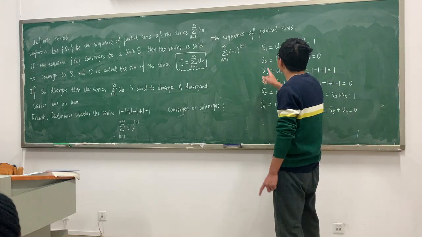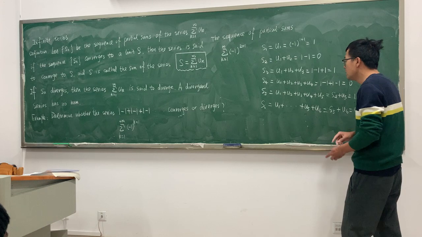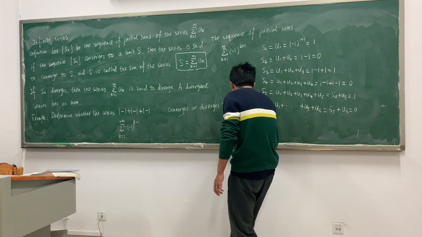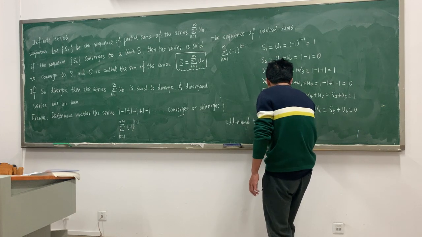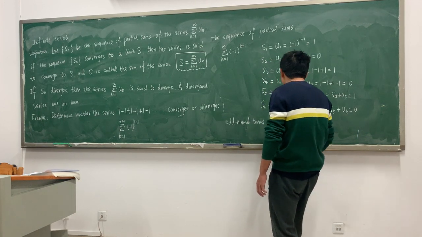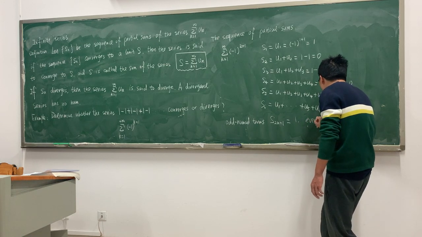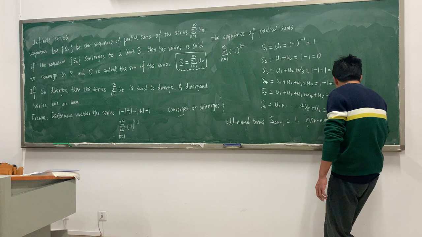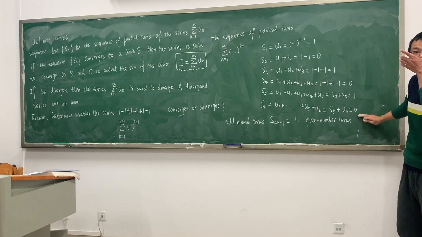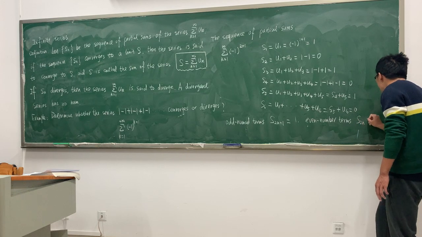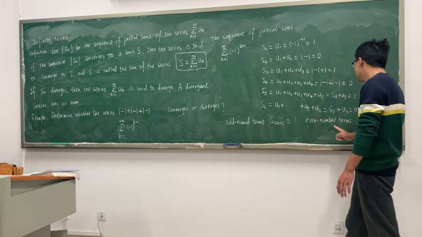So from here, we can see the odd number terms, okay? The odd number terms actually is 1, yeah? So here the odd number terms means S2n plus 1. Okay, this is actually equal to 1, yeah? And the even number terms, here you can see S2 is 0, S4 is 0, S6 is 0. So we can see S2n equal to 0, yeah? So from here we can see the odd number terms is 1, the even number terms is 0.